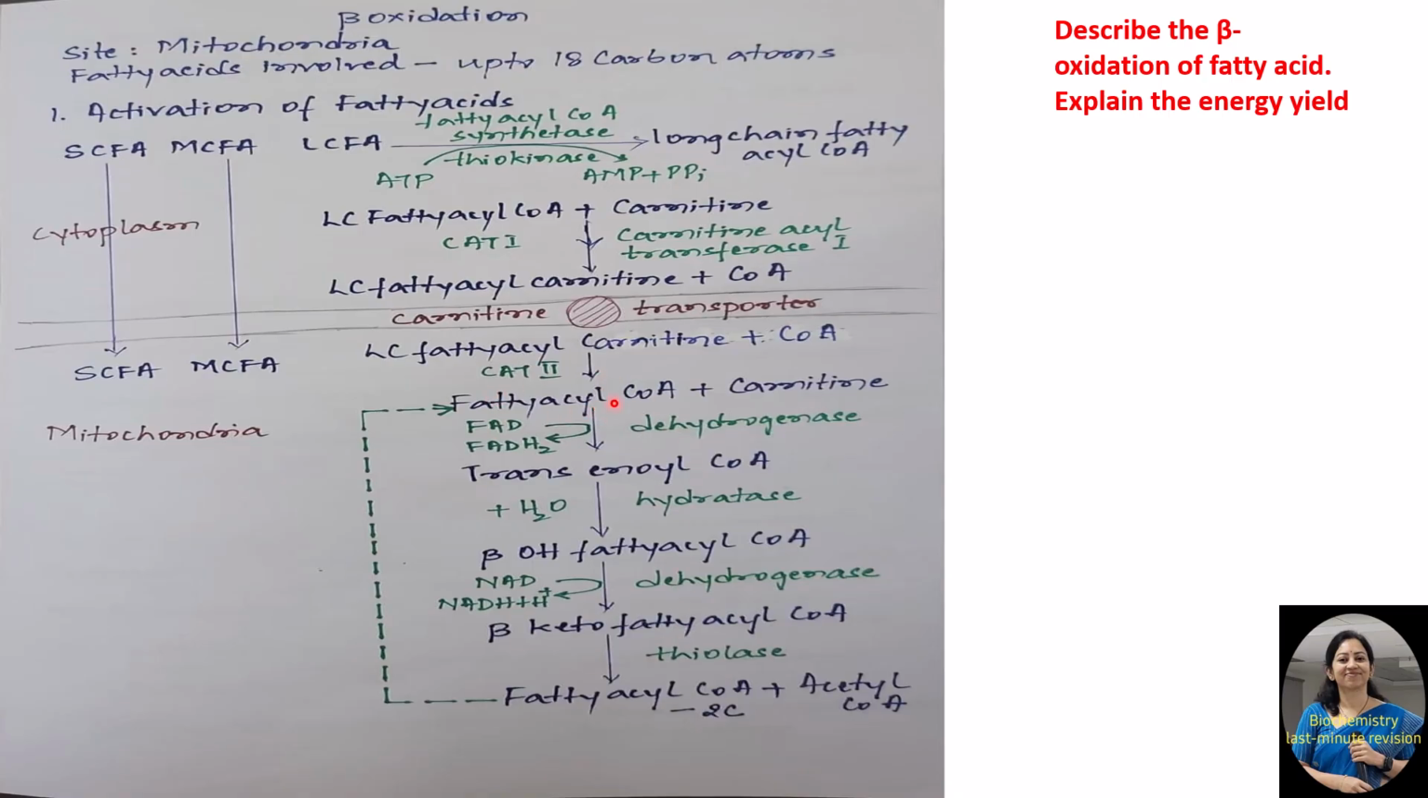Now, this fatty acyl CoA is acted upon by dehydrogenase enzyme, and it gets oxidized to trans-acyl CoA or alpha beta unsaturated fatty acyl CoA, and simultaneously FAD gets reduced to FADH2. In the next step, it undergoes hydration to form beta hydroxy fatty acyl CoA. Subsequently, again it undergoes oxidation to form beta keto fatty acyl CoA with simultaneous reduction of NAD to NADH and H+, and the enzyme is beta hydroxy fatty acyl CoA dehydrogenase.